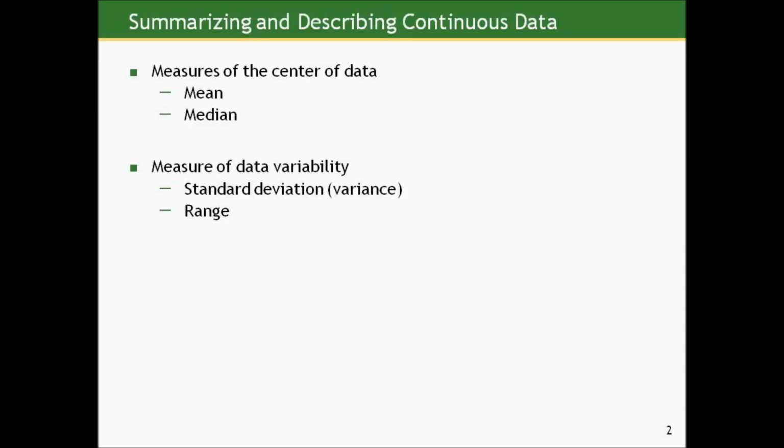So if we want to summarize and/or describe a set of continuous data, there are some things we can look at. We can try to measure the center of the data via a single quantity, such as the mean or the median of our data. We can also try and measure the spread or variability in our data by using something called the standard deviation, or its synonymous quantity, the variance. Or we could look at the range of the data, the largest value minus the smallest, to encapsulate the spread.